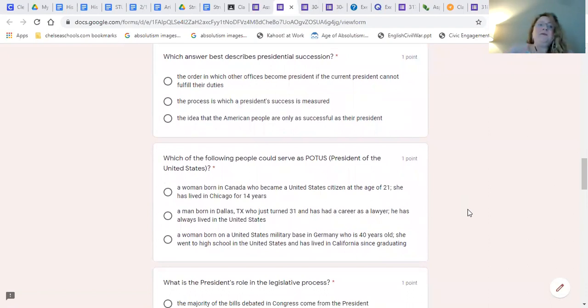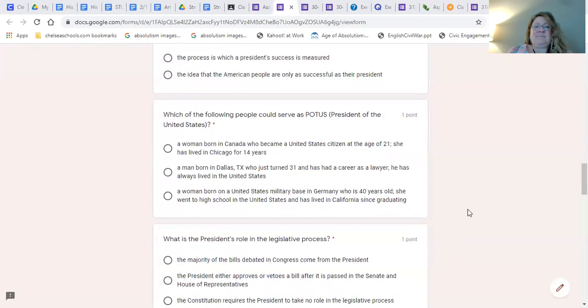Next question. Which answer best describes presidential succession? The order in which other offices become president if the current president cannot fulfill their duties, the process in which a president's success is measured. I do see a typo, my apologies. The idea that the American people are only as successful as their president.